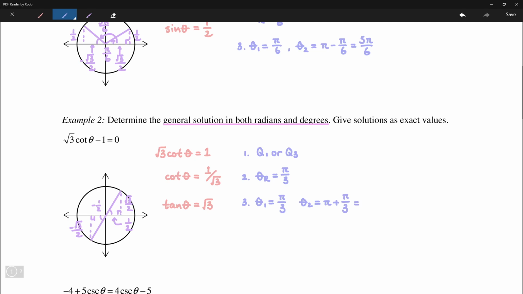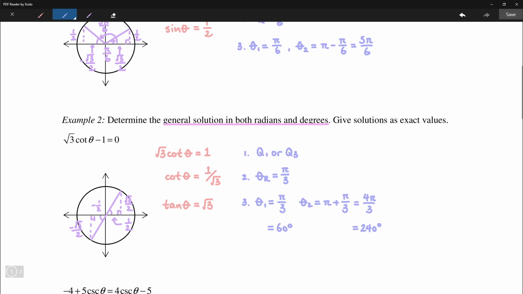Which of course is 4 pi over 3. Okay. Now, in terms of degrees, pi over 3 is 60 degrees, and 4 pi over 3 is 240 degrees. If the question were just asking for the solutions in both radians and degrees, that is what we'll have. However, it actually asks for the general solution.